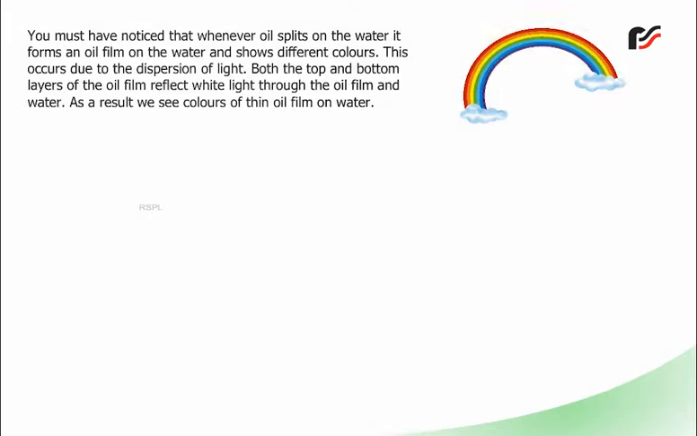You must have noticed that whenever oil spills on the water, it forms an oil film on the water and shows different colors. This occurs due to the dispersion of light. Both the top and bottom layers of the oil film reflect white light through the oil film and water. As a result, we see colors of thin oil film on water.